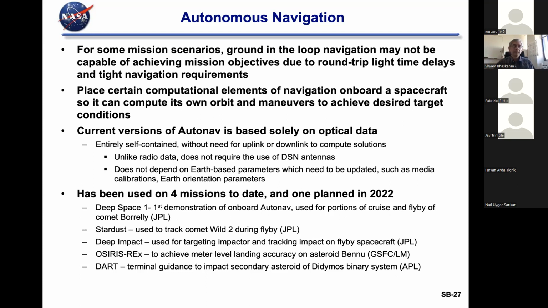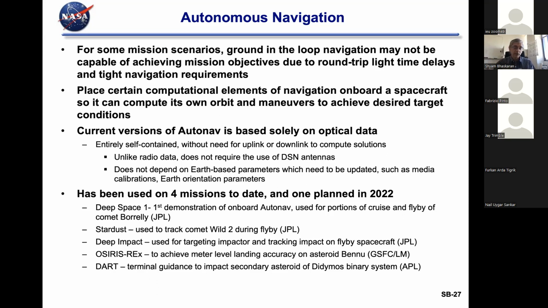The most difficult use is a mission called Deep Impact, where we basically had to hit the nucleus of a comet at a speed of 10 kilometers per second. That's about, I think, 36,000 kilometers per hour, and it hit a 7-kilometer target at that speed. With that kind of requirement, we could not possibly have done it on the ground. So AutoNav was used for that.